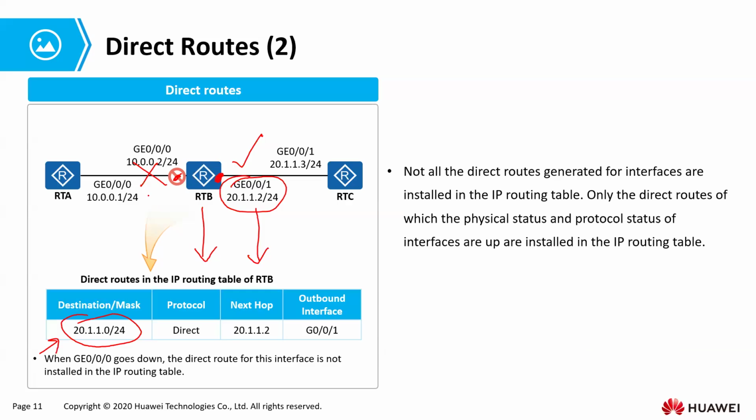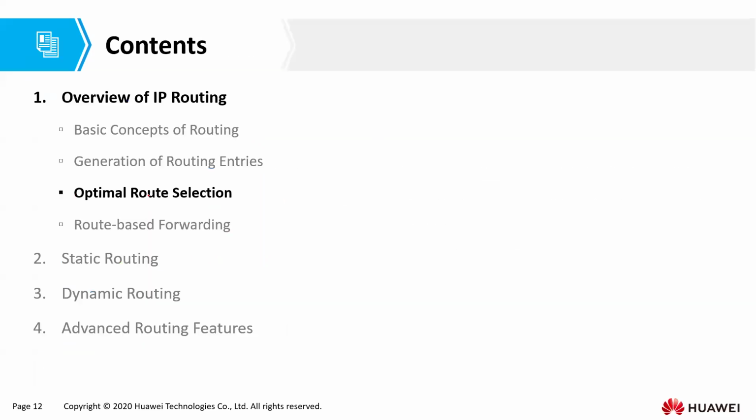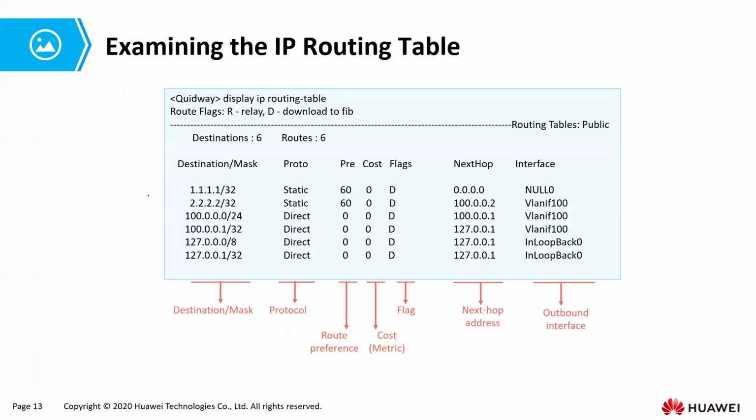To extend this to other routes, not all routes to a network are installed in our routing table. I think we'll go through my preferences, we'll go through my metrics, my cost, same thing. We're going to realize that whether a route is in the routing table will depend on quite a number of factors. Going on to examining the IP routing table.